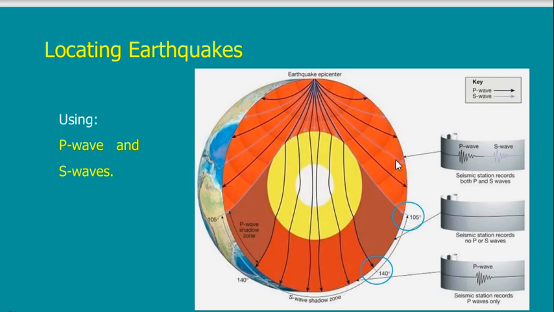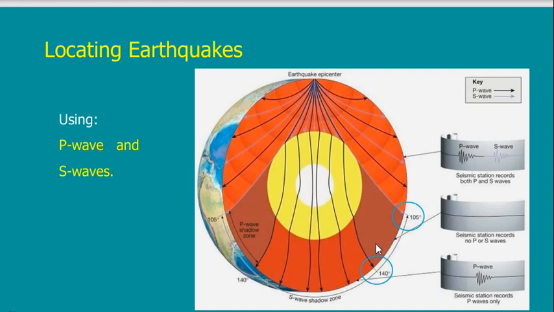So at this location we have P wave and S wave. At this location we have P wave only and the S wave was prevented. At this location we don't have any waves. Why don't we have any waves? Because the S wave was prevented and the P wave was refracted. It means that the direction of the wave, when it entered the liquid, was deviated. Because of this deviation, it resulted in an area where I don't have any wave, neither P wave nor S wave.